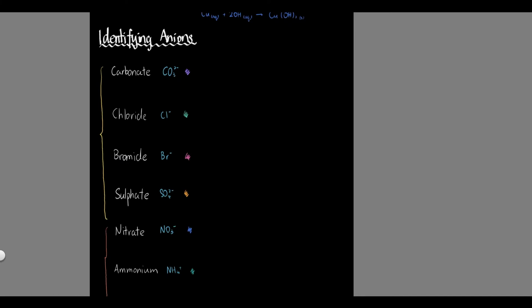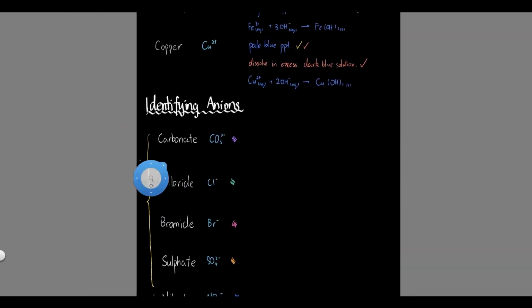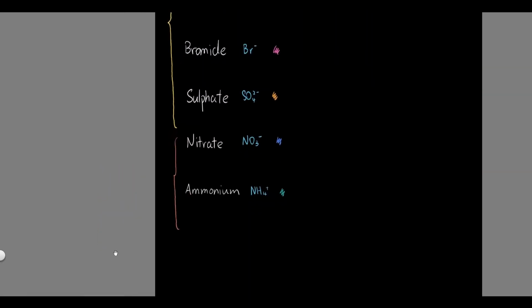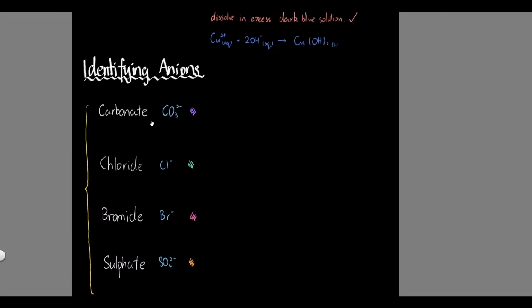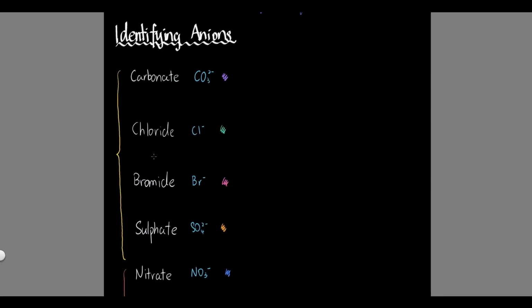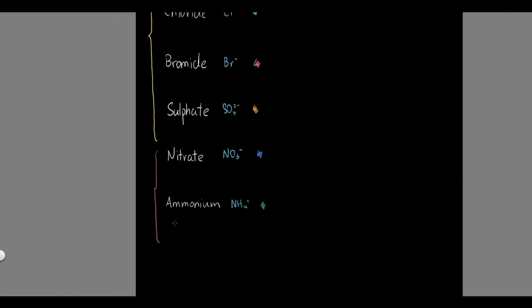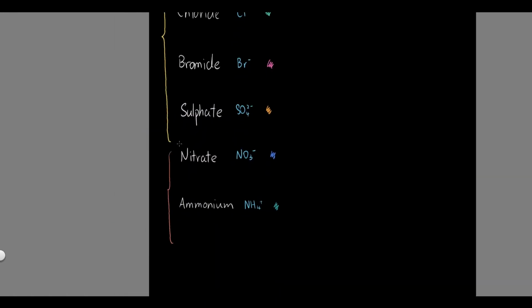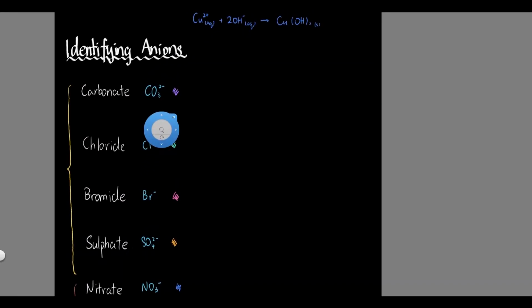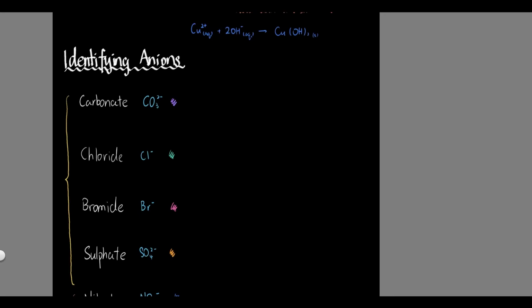Anyway, let's start by taking a look at the list of things we're going to identify today. We have carbonate, chloride, bromide, sulphate, nitrate, and ammonium. As you might have seen, I have grouped them together: carbonate, chloride, bromide, sulphate together, and nitrate and ammonium together. This is because these four have similar tests, and these two have similar tests. We're going to start by looking at carbonate, chloride, bromide, and sulfate.